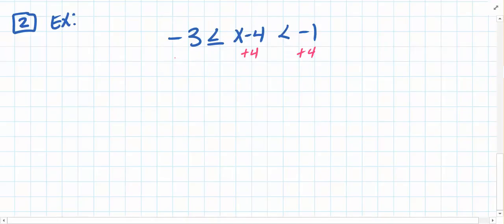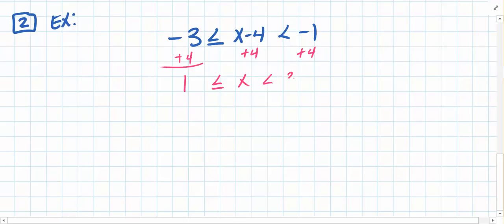So notice I have 3 sections. I'm going to add 4 on the left, I'm going to add 4 in the middle, and I'm going to add 4 on the right over here. So I'll take those lines away just so you can see. Alright, so on the left hand side, negative 3 and 4, how much is that worth? That's worth 1. Okay, less than or equal to x less than negative 1 and 4, how much is that worth? That's worth 3. Okay, good.